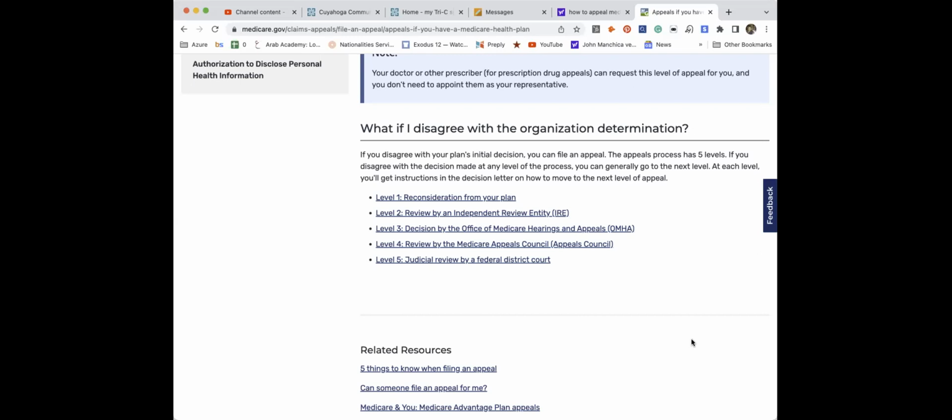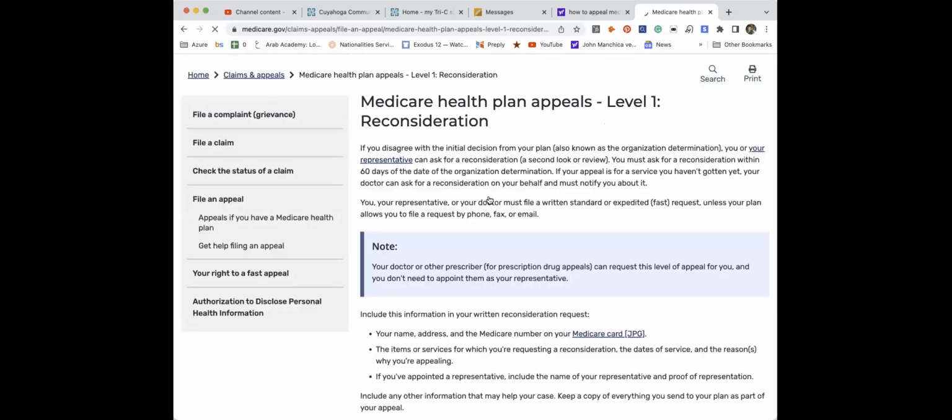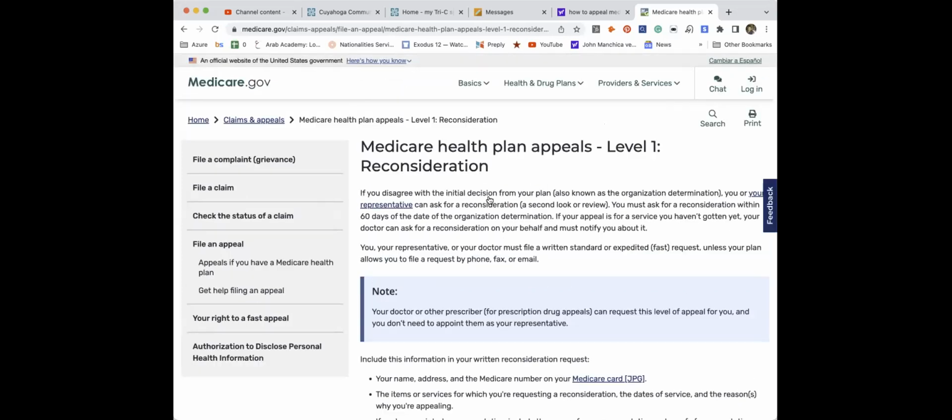If you disagree with the decision made at any level in the process, you can generally go to the next level. At each level, you'll get instructions in the decision letter on how to move to the next level of appeal. So, level one is reconsideration from your plan. If you disagree with the initial decision from your plan, also known as the organizational determination, you or your representative can ask for a reconsideration, a second look, or review.